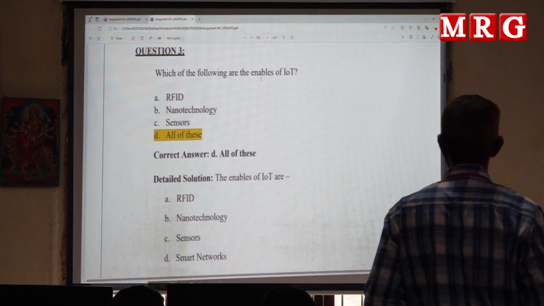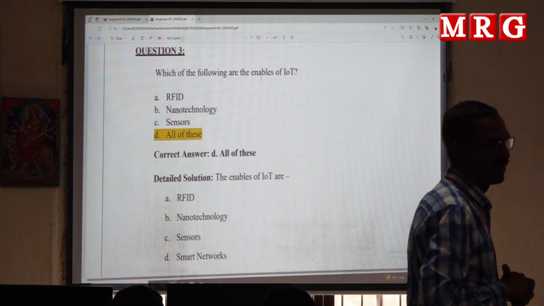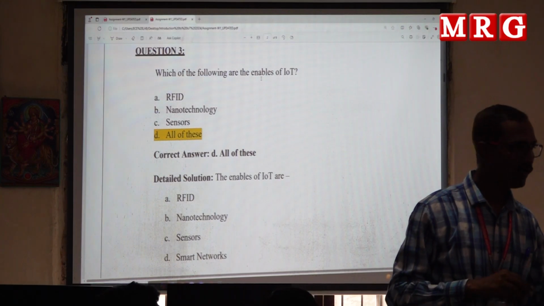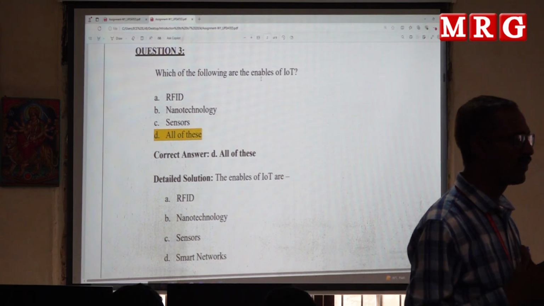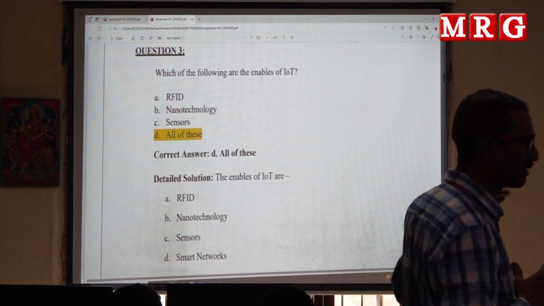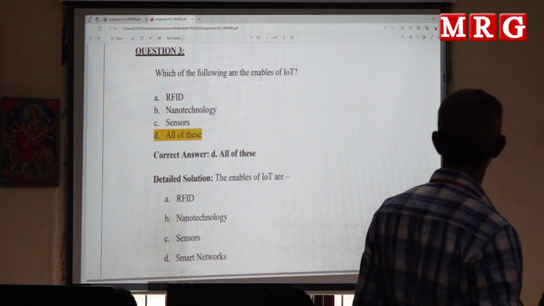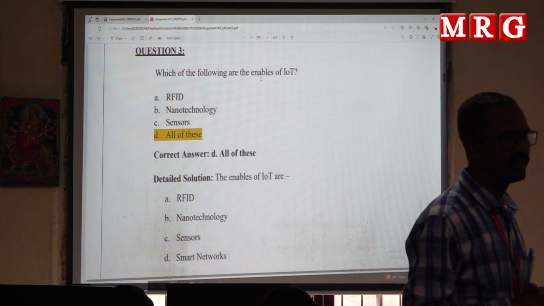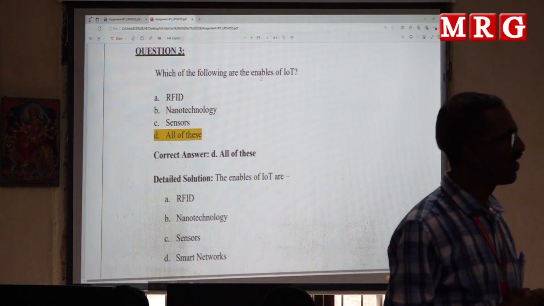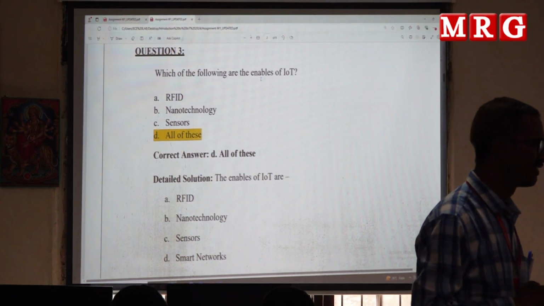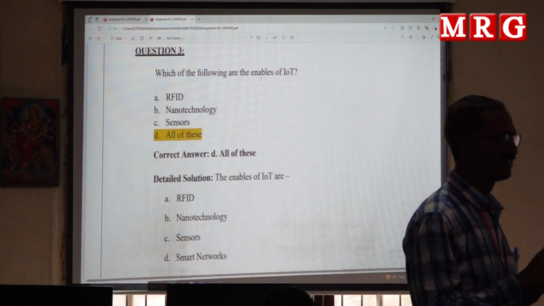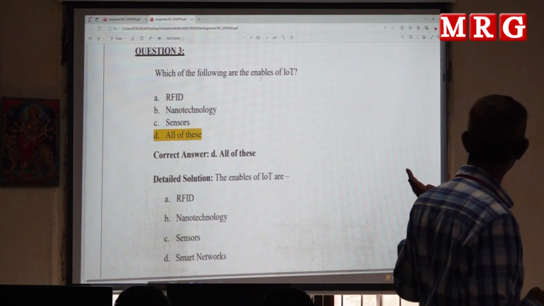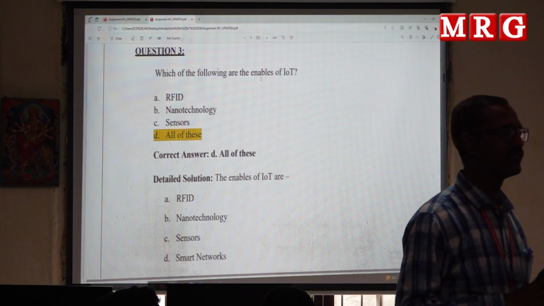So which of the following are enablers of IoT? Now here the question is, what are the components required for IoT? And again there are some other components listed. A, RFID technology, B, nanotechnology, C, sensors. So now the answer is sensors, I already told you. RFID also we use. RFID means what?